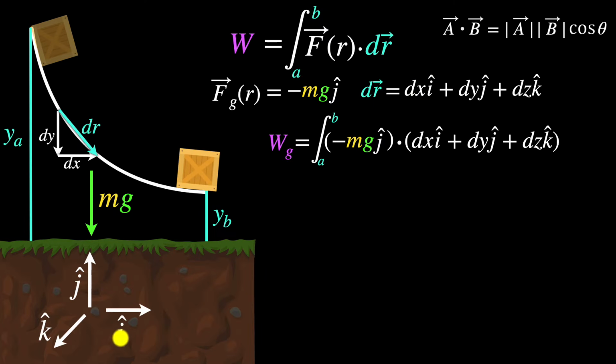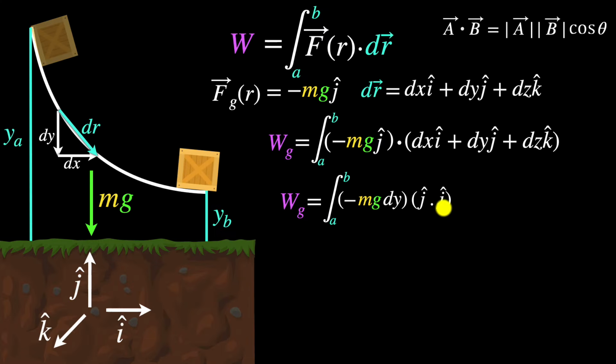And notice i hat, j hat, and k hat are all mutually perpendicular to each other. Therefore, j hat dot i hat would be 0. So that term would vanish. j hat dot k hat would also vanish. So the only term that survives is j hat dot j hat. So we can now write the work done would be minus mg dy times j hat dot j hat.